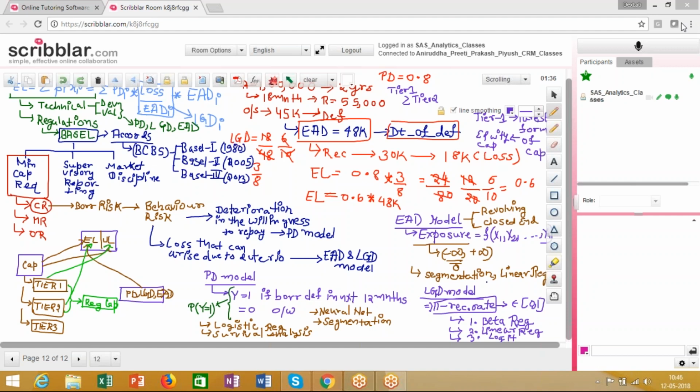Great. So the next part that we'll try to talk about is the Basel framework. When I talk about the Basel framework, how does Basel define the portfolios associated with the bank? How would Basel define the banking portfolios?